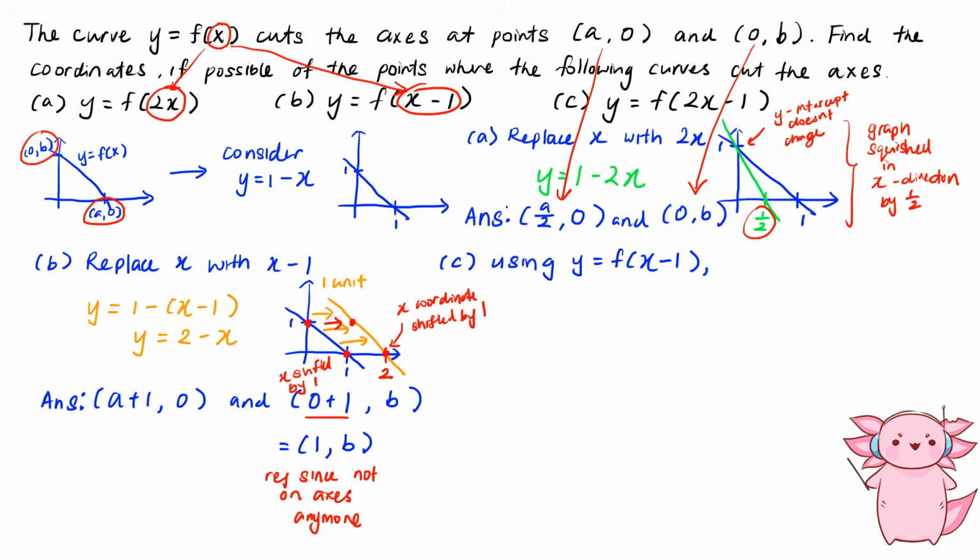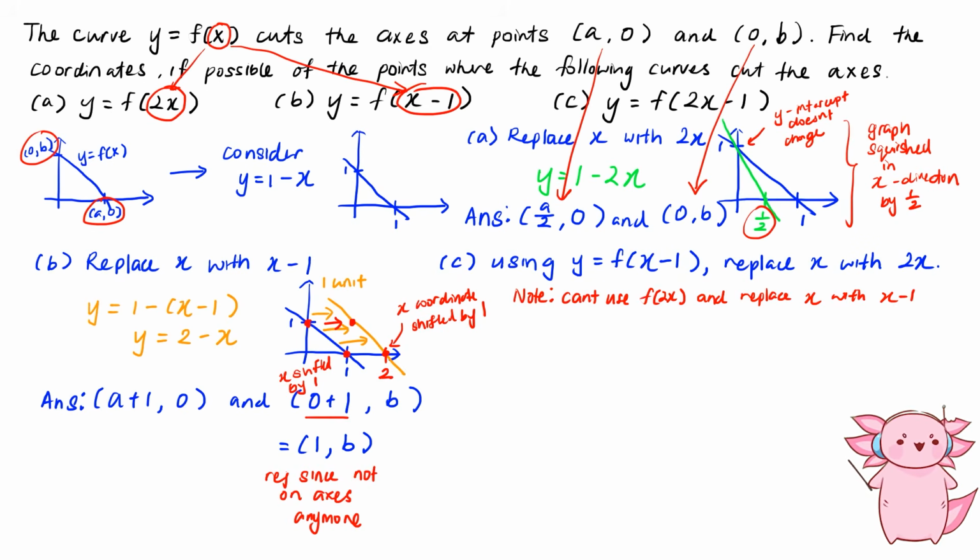For the last part, using f of x minus 1, we are going to replace x with 2x. Note that we can't do it the other way around using f of 2x, since if we replace x with x minus 1, we don't get 2x minus 1.